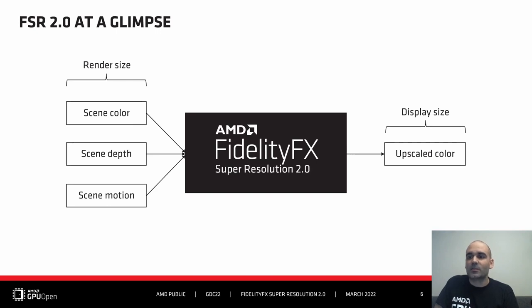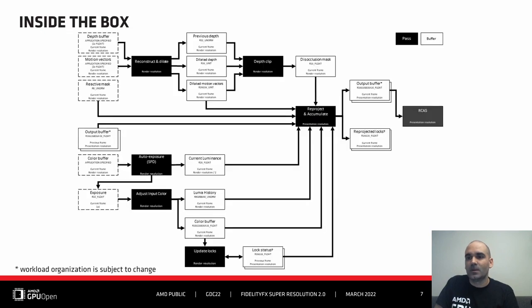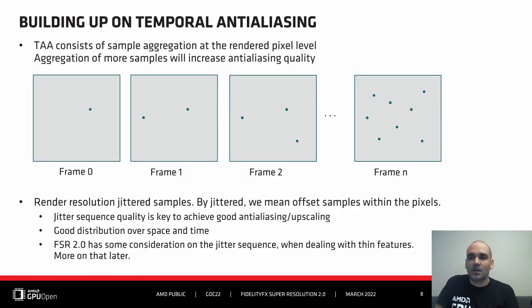So now let's have a quick look inside the box to see how FSR2 is shaped up. So this is a representation of the inner structure of FSR2. It implements many steps that are required to produce a high-quality upscale image. So let's walk through the different stages of this pipeline. So FSR2 is a temporal upscaler. As such, we did start and build this upscaling technology on existing concepts from temporal anti-aliasing. So let me first expose those concepts.